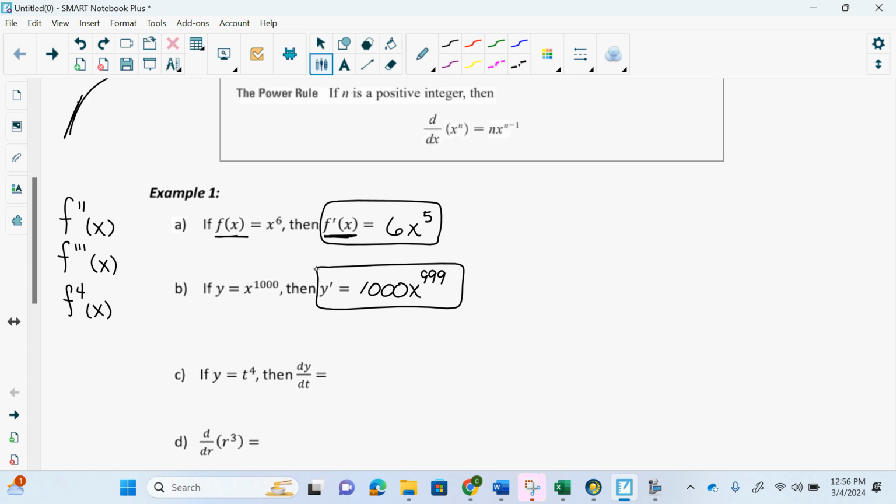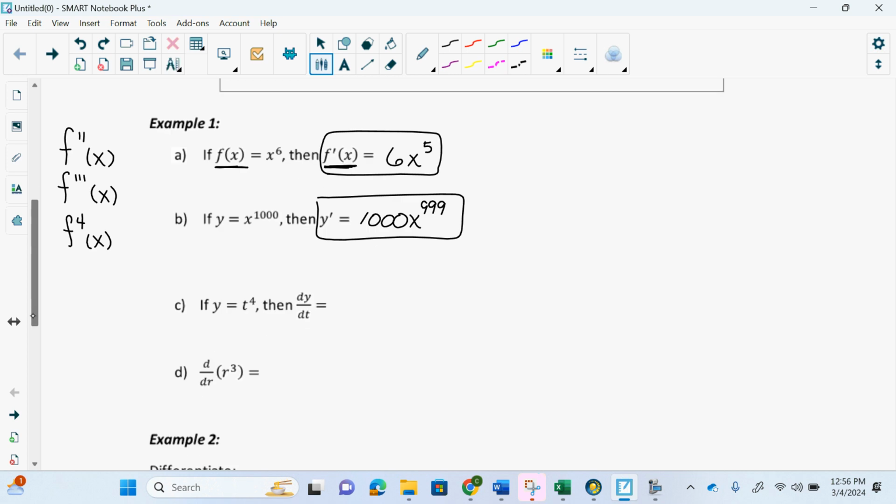This one says dy over dt, so this is Leibniz notation. So instead of writing y prime, they can write dy over dt because t is the variable, so it'd be dy with respect to t. This is the same as y prime.